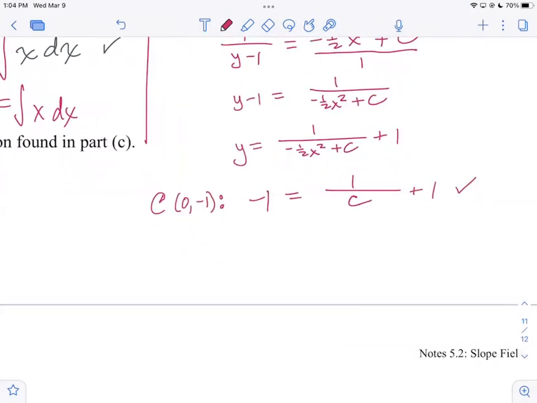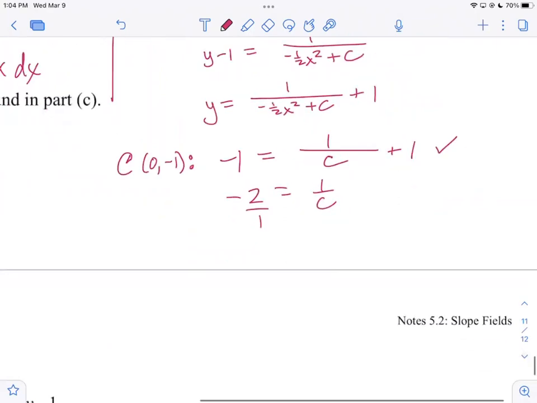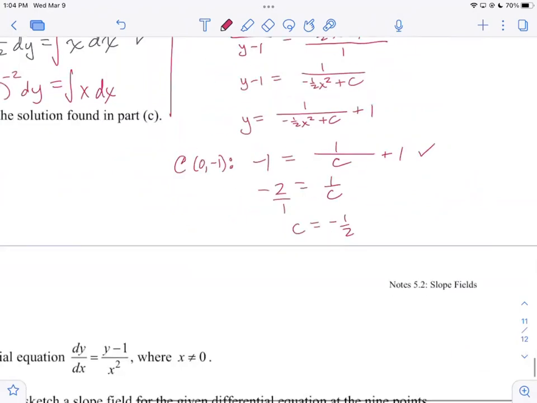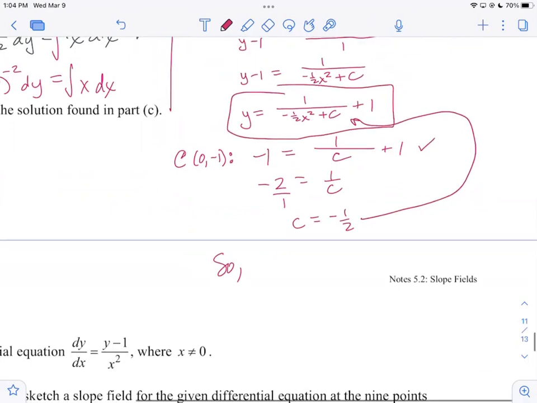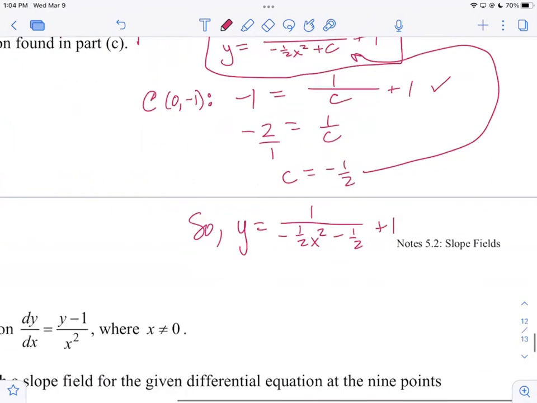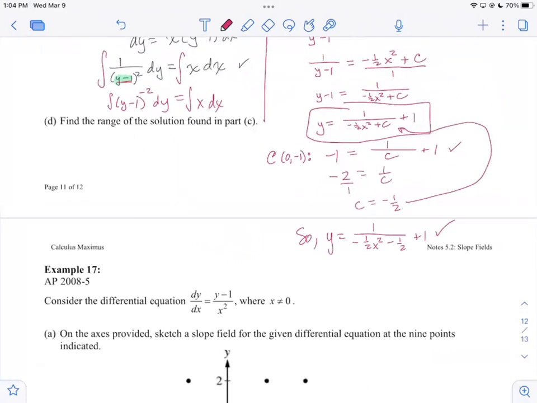So if I subtract 1 from both sides, I get negative 2 equals 1 over C. And now I can do the double flipperoonie again, right? C over 1 must equal negative 1 over 2. So now I plug it back into my general solution. Because I didn't get rid of the complex fraction, I'm plugging it into there. So y equals 1 over negative 1/2 x squared minus 1/2, and then plus 1 off to the side. And that would be another check. And now after the fact, if you want, you could multiply by negative 2 over negative 2.